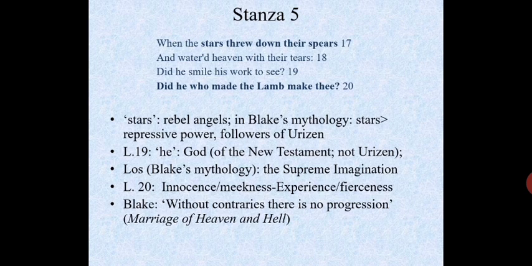Okay. Did he smile his work to see? Did he who made the lamb make thee? Still the uncertainty is there. Did he smile his work to see? Now, in the first place, that creature was created by its creator. But the very form of the tiger is an example of supreme art. You see, the tiger in general is very beautiful. It has its flaming skin, bright eyes, the structure of the tiger. It's as if it's a piece of art.